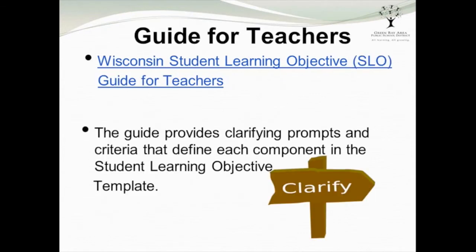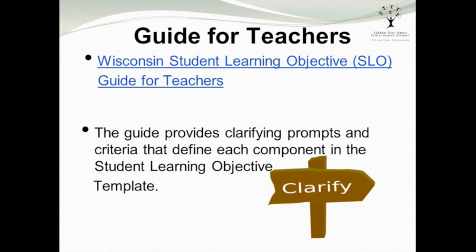Now that you have had time to personally review the Student Learning Objective template, we are going to take a look at the guide that the DPI has created to assist teachers in planning and developing the Student Learning Objective. You will need the yellow cardstock copy labeled Wisconsin Student Learning Objective Guide for Teachers. You will notice that the guide is essentially the template plus prompts and a listing of criteria that clarify and define each of the 8 components that make up the Student Learning Objective.